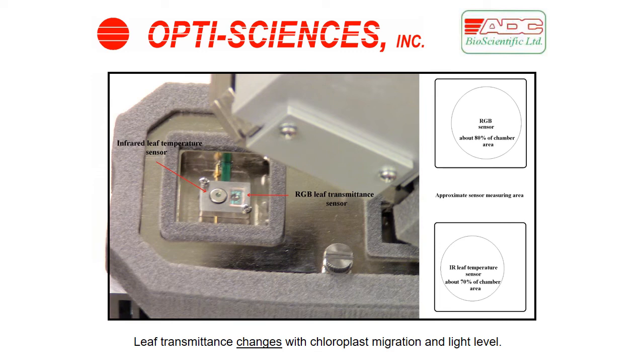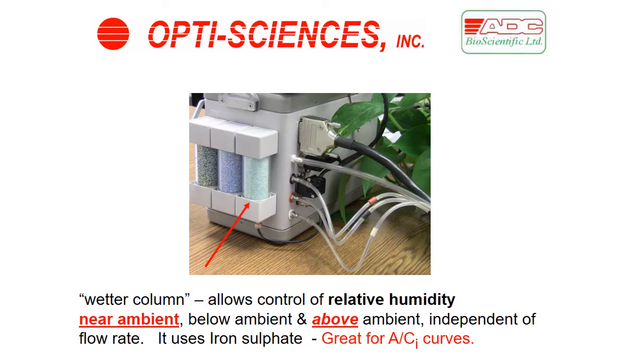This is a picture of the measuring chamber of the iFL, and you'll note the round sensor is the leaf temperature sensor. It covers about 70% of the measuring chamber. This is a picture of the wetter column mounted on the iFL. It allows you to program in near ambient humidity conditions or above ambient humidity conditions. It's great for A-Ci curves.